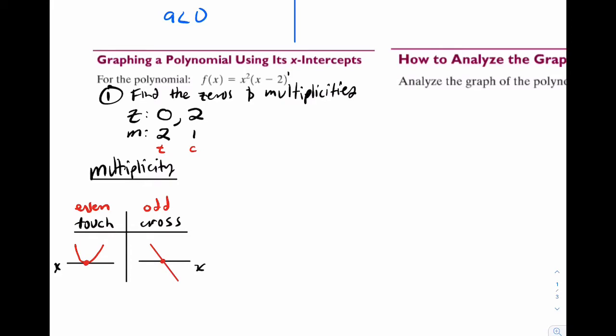For now, don't worry too much about exactly what that looks like. It'll come together as I start drawing the graph. For now, just remember, even means touch, odd means cross. So now step 1 is done.